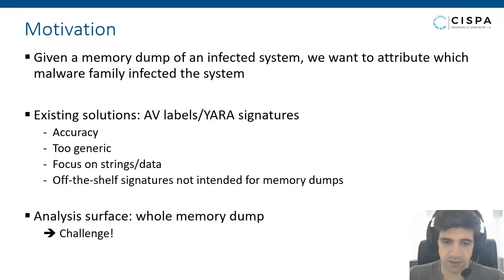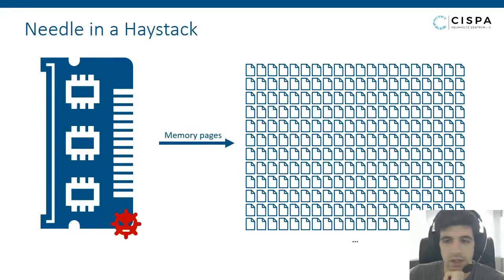Now, a big problem here is that we want to do this in a completely forensic setting, and therefore the analysis surface is the whole memory dump of the system. And as we will see soon, this is actually quite a challenge. Now, why is this actually a big challenge? So the problem is that if we look at a memory dump right here on the left, that is infected by a malware, it's indicated by this little red guy down here. Now, if we want to understand how we can analyze this, we have to think of the memory as memory pages, right? As you probably know, memory is allocated at a page granularity, and it makes sense to look at pages as a natural boundary of the memory dump, sort of.